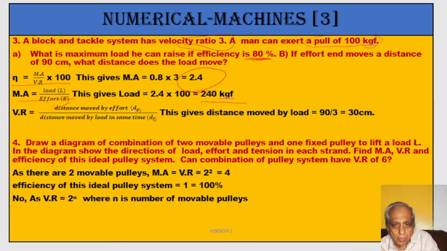Then what is the next part? Effort is moving 90 centimeter. What is the distance moved by load? So velocity ratio, write the formula. Velocity ratio you know is 3. We are given the distance moved by effort, so I know this numerator. So this is 90 centimeter, this is 3. So when I take this to the other side, 90 upon 3 will give me 30 centimeter. So load would move less, 30 centimeter.